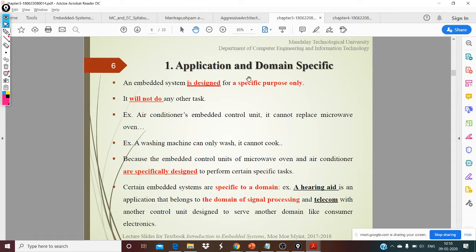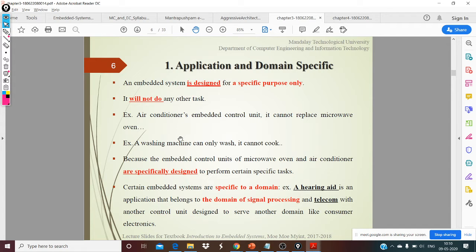Like Aditya had mentioned, an embedded system is designed for a specific purpose. It will not do any other task. Here they're giving an example: an air conditioner cannot replace a microwave oven. They're completely different functionalities. And similarly, it's a funny thing, a washing machine can only wash and it cannot cook. Makes sense, right? Every single embedded system is designed for its own purpose.